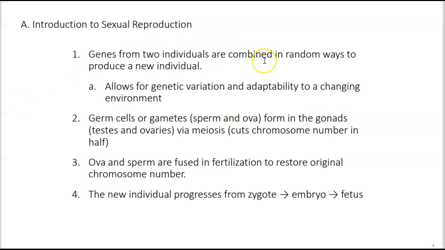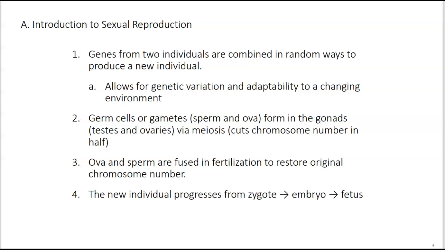When we have the random genes from two separate individuals. So our germ cells, of course, our sperm and our egg. These are from our primary sex glands, the gonads, the testes, and the ovaries. And just as a review, mitosis is how a cell splits to replace itself. Meiosis is the process where the gamete cells have their chromosomes split in half.